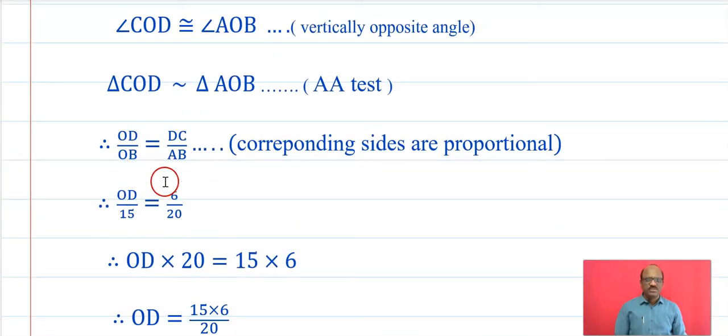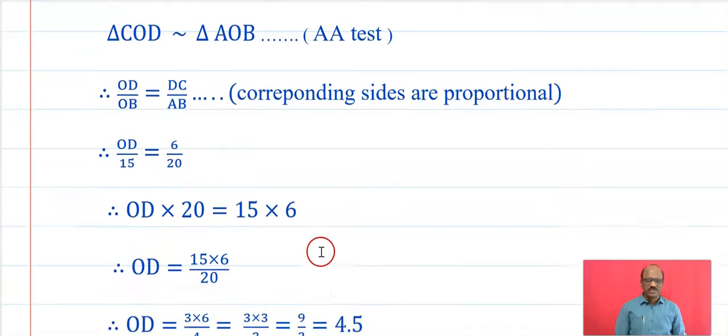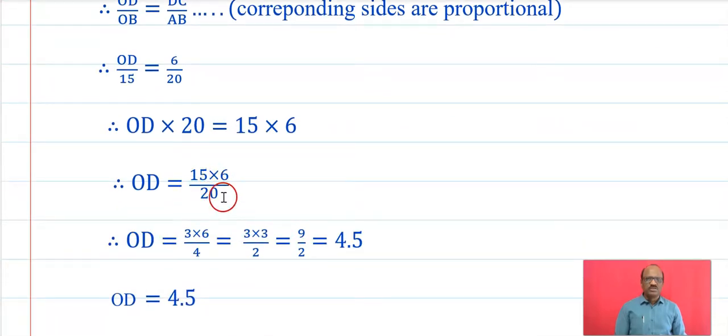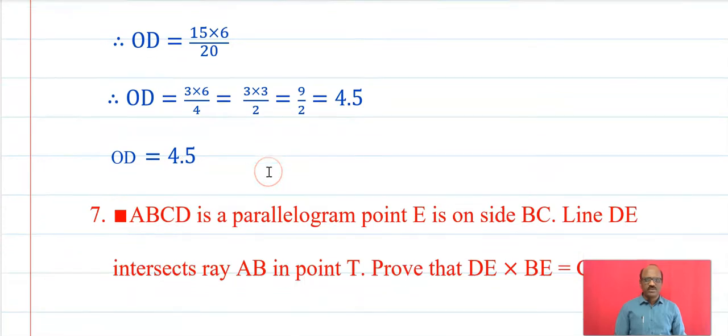OD upon 15 is equal to 6 upon 20. Make the cross multiplication. OD into 20 is equal to 15 into 6. Therefore, OD is equal to 15 into 6 upon 20. Therefore, OD is equal to 3 into 6 upon 4, that is 3 into 3, 9 upon 2. And so OD is equal to 4.5.